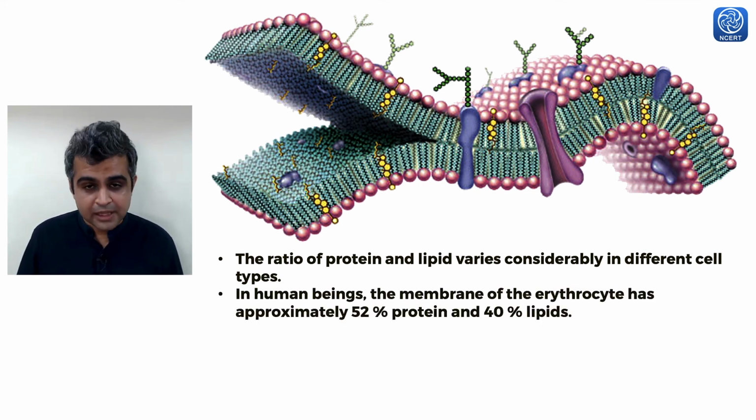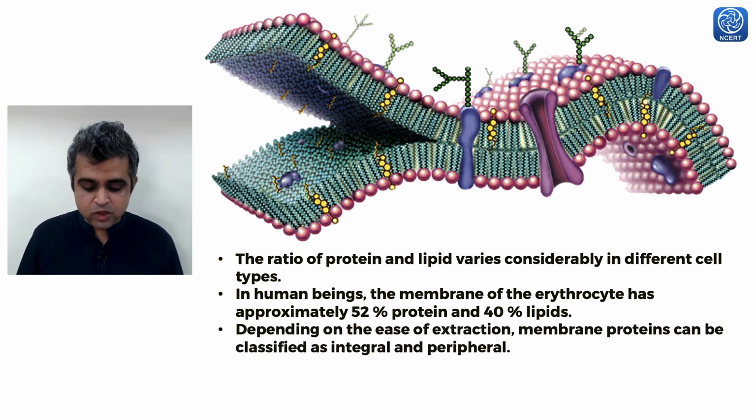In human beings they have given information for RBC. ह्यूमन बींग्स का सबका नहीं बताया, but RBCs या एरिथ्रोसाइट्स जिनके ऊपर सबसे ज्यादा रिसर्च हुआ है उनके बारे में NCERT has mentioned that 52% is protein and 40% are lipid. Of course, that is only 92%. The remaining 8% are going to be the polysaccharides, cholesterol, and other things like that.